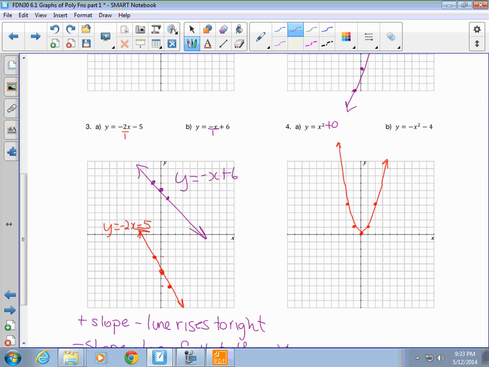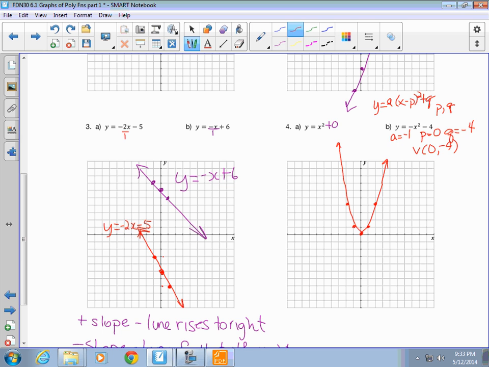Y is equal to negative x squared minus 4. So if you remember from graphing, your p and your q. So we have y is equal to a times (x minus p) squared plus q. So this means that my a value is negative 1. I don't have a p value because it's just an x squared, but my q is equal to negative 4. So that means my vertex is always (p, q), so it's at 0 and negative 4.